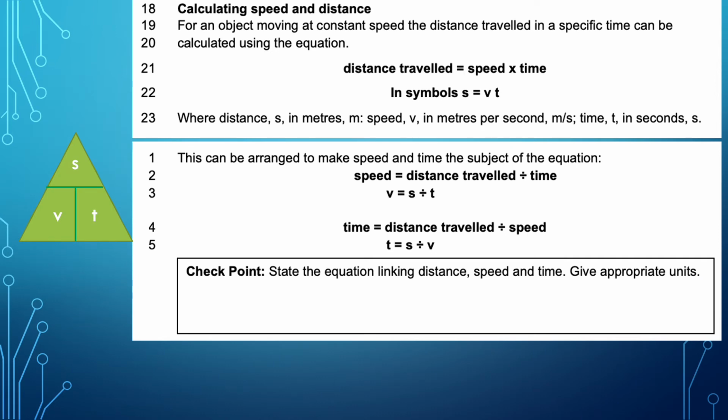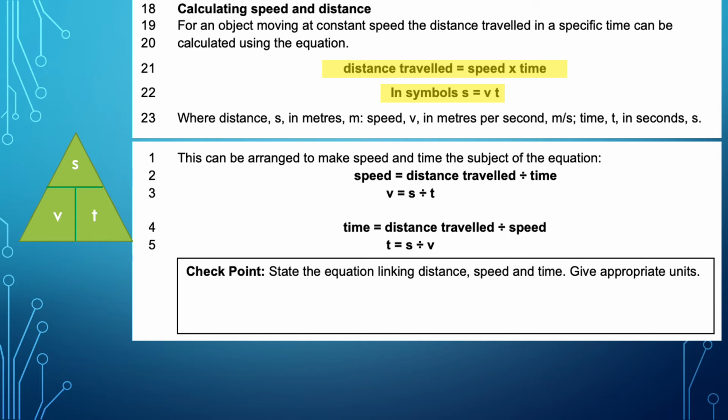All right, so now we are given an actual equation for calculating speed. For an object moving at constant speed, the distance traveled in a specific time can be calculated using the following equation, and that is distance equals speed times time. Now, this is the easy part of it, because it's all multiplied.